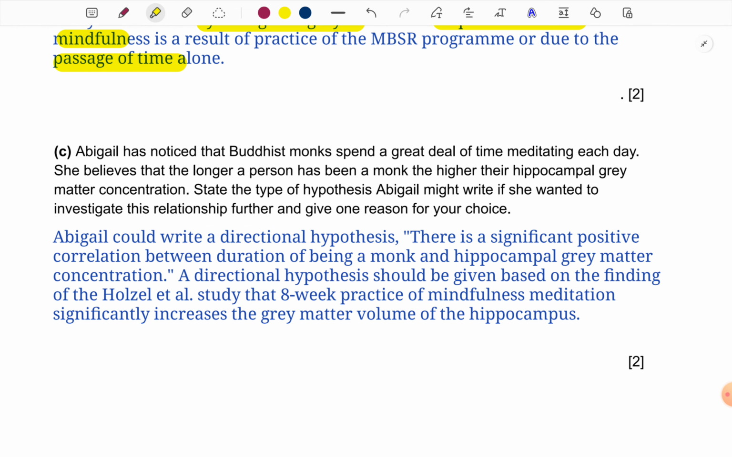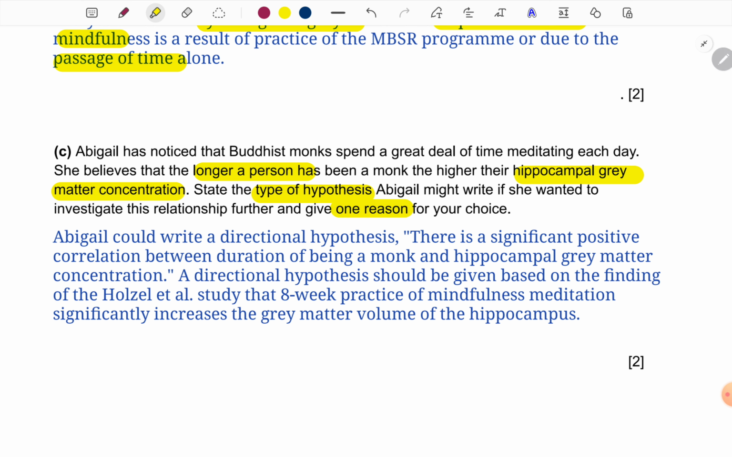Next question is, Abigail has noticed that Buddhist monks spend a great deal of time meditating each day. She believes that the longer a person has been a monk, the higher the hippocampal grey matter concentration. State the type of hypothesis Abigail might write if she wanted to investigate the relationship further, and give one reason for your choice. Hypothesis is a part of research methods.